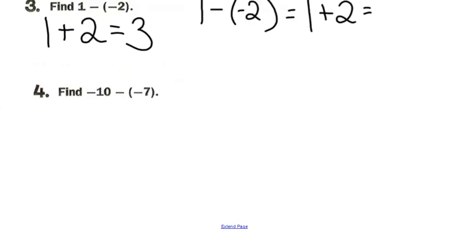Okay, one more here. Find negative 10 minus negative 7. Negative 10, add instead of subtract its additive inverse. The opposite of negative 7 is 7, so that gives me negative 10 plus 7. If I have 10 negatives and 7 positives, those 7 positives cancel out 7 of the negatives, leaving me with 3 negatives. So I end up with a final answer of negative 3.